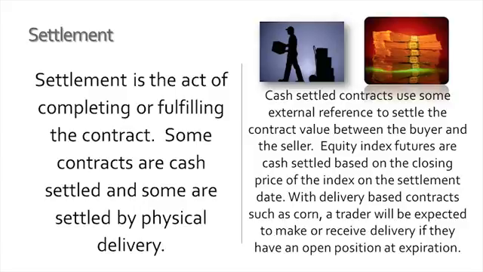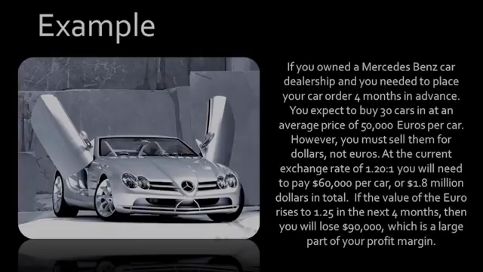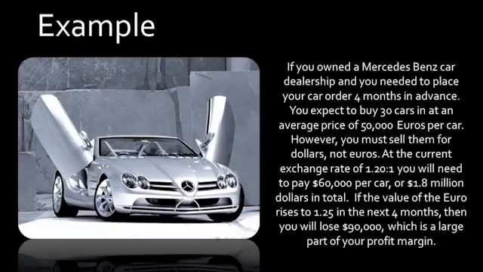With delivery-based contracts such as corn, a trader will be expected to make or receive delivery if they have an open position at expiration. In futures trading, there are only buy and sell trades. If you want to go long, you do a buy transaction, and then to close it, you do a sell transaction. If you want to go short, then you do a sell transaction, and then to close your short, you do a buy transaction. Let's take a look at a real-world example.